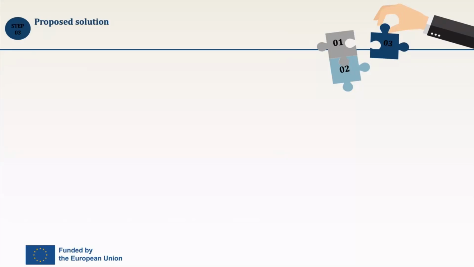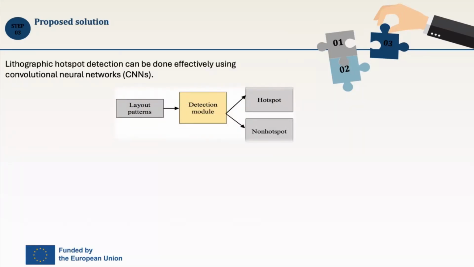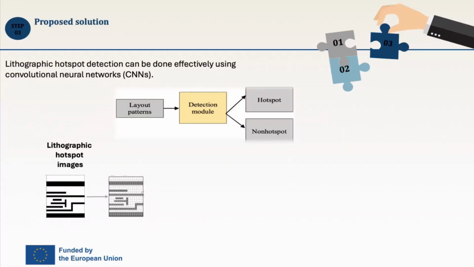So in the next slide, we will talk about using the convolutional neural network. As we said previously, it's considered suitable to deal with images. So in the convolutional neural network here, we take these layouts or patterns as an input for the model, and we try to have a specific detection model to decide whether an image or specific layout is hotspot or not hotspot.